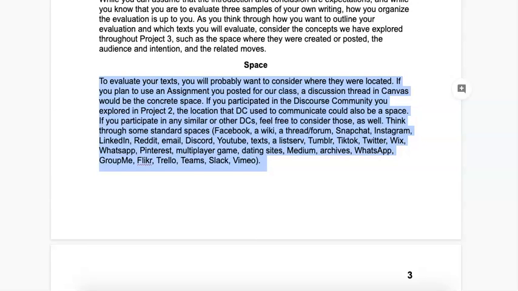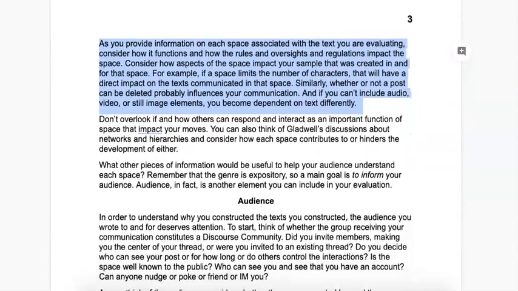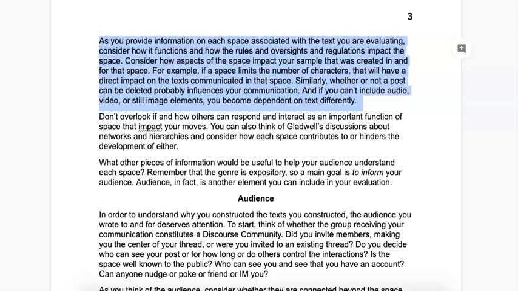Tumblr, TikTok, Twitter, Wix, WhatsApp, Pinterest, multiplayer games, dating sites, mediums, archives, GroupMe, Flickr, Trello, Teams, Slack, Vimeo, etc. As you provide information on each space associated with the text you are evaluating, consider how it functions and how the rules and oversights and regulations impact the space. Consider how aspects of the space impact your sample that was created in and for that space.